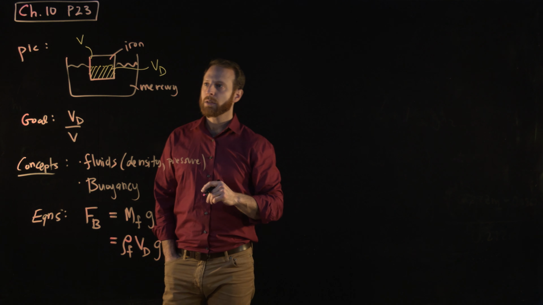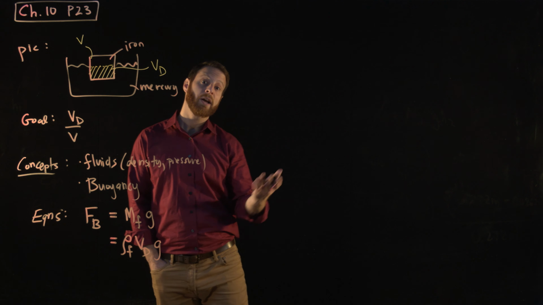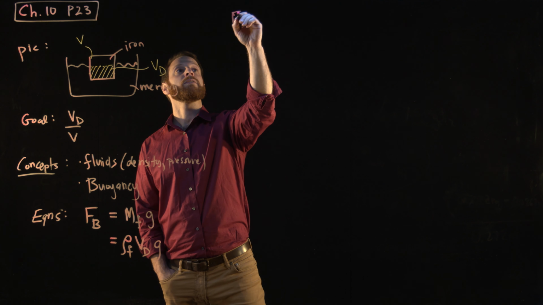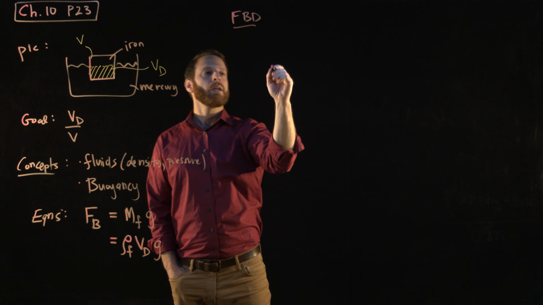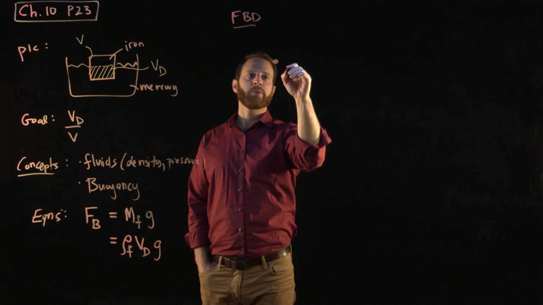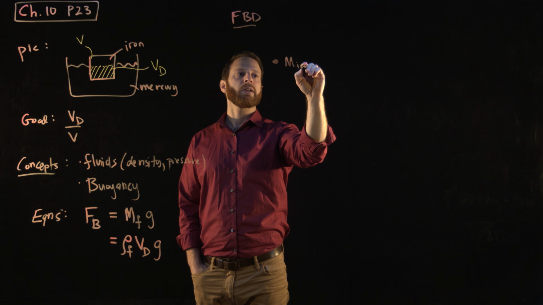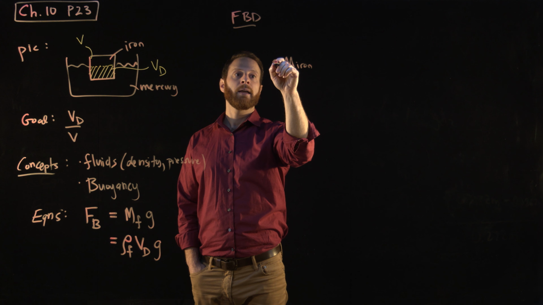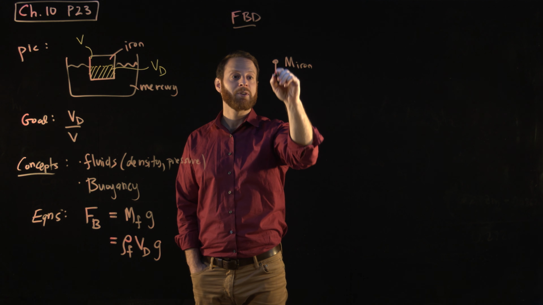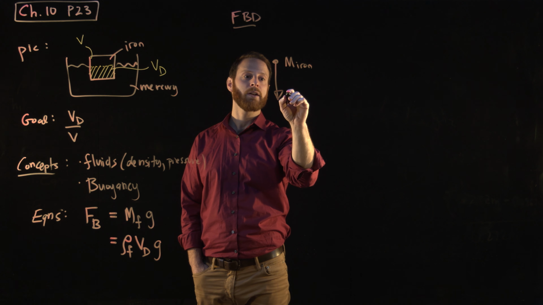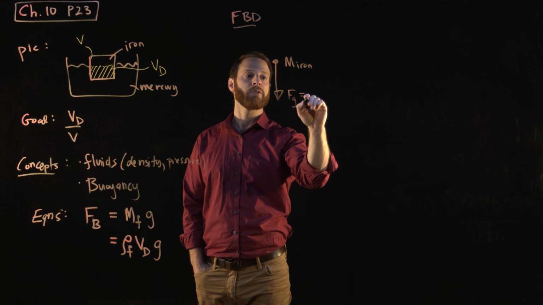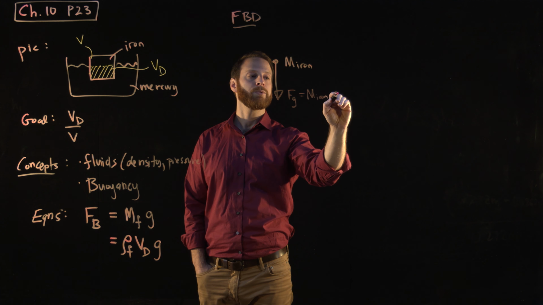Okay. Well, we're dealing with forces. We might as well try to draw a free body diagram and see if that is helpful at all. We have some piece of iron which has some mass, I'm just going to write it as M iron. And it's on Earth or some planet, so there's some gravity pulling down on it, Fg, and that's equal to the mass of iron times G.